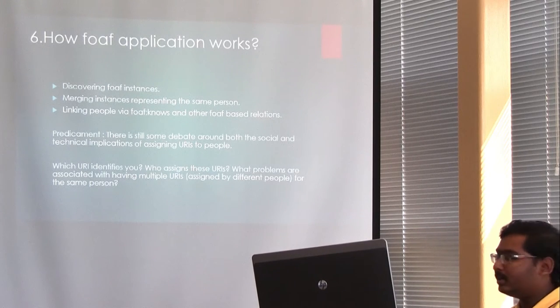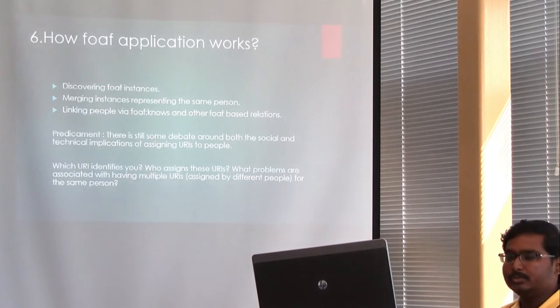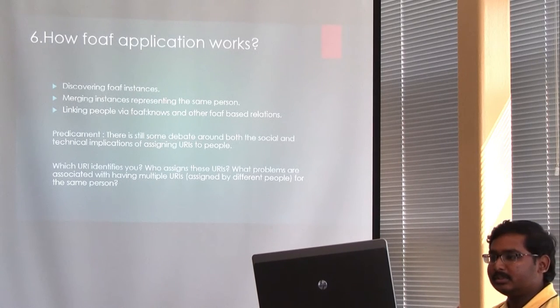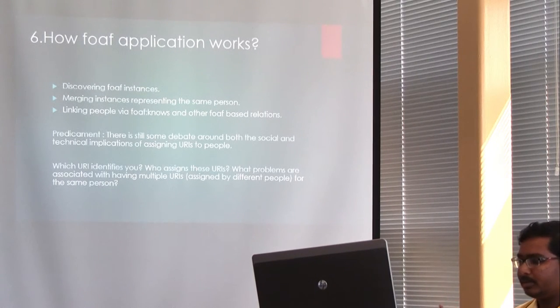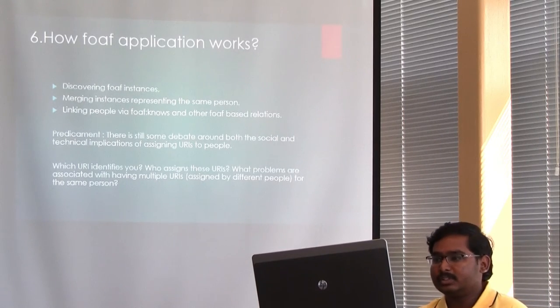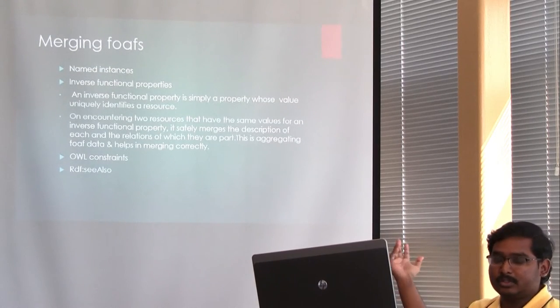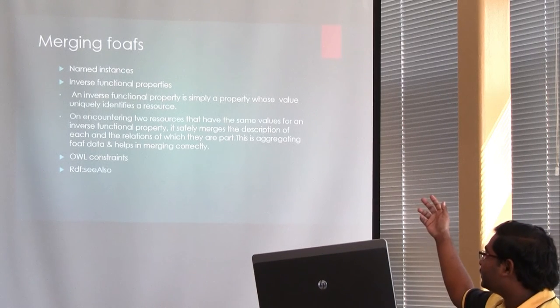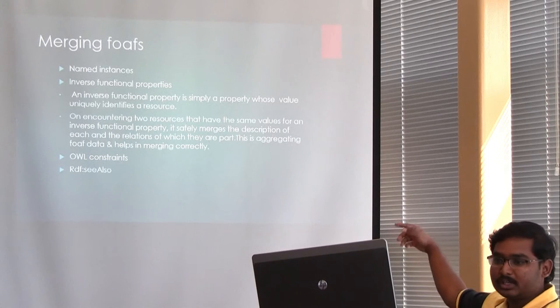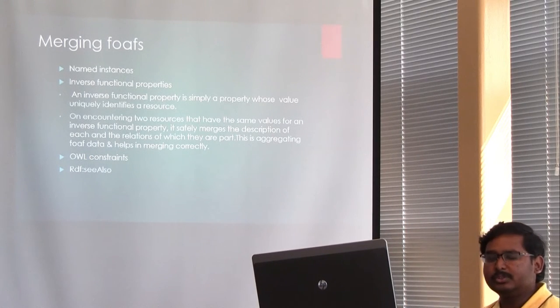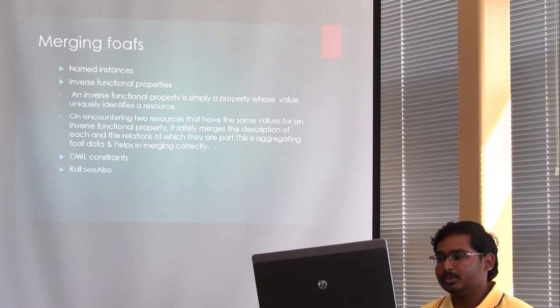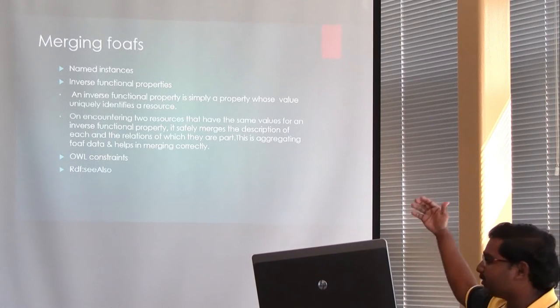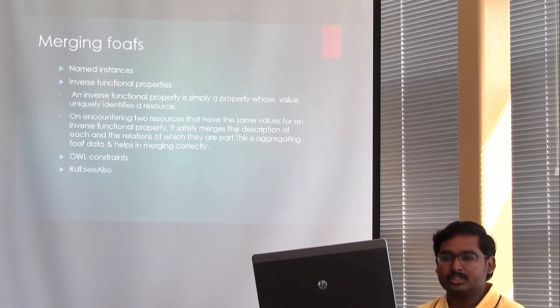There is a debate around the world about assigning URIs to people, and whether we should do that. Also there are trust issues using FOF, because we can create wrong and fake information in FOF documents. That's the predicament of FOF, and we can merge FOFs using named instances and inverse functional properties. An inverse functional property uniquely identifies a resource. On encountering two resources, it's basically used for merging resources. Merging is a very important thing in FOF.